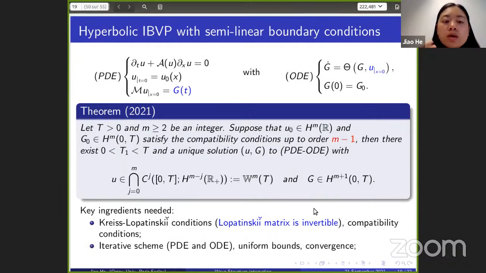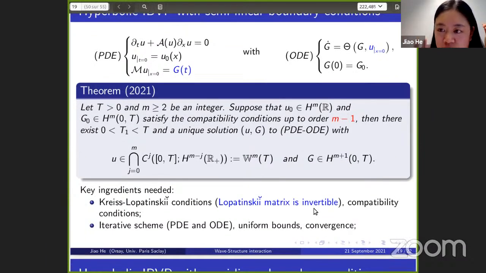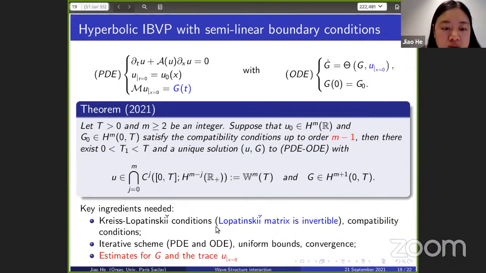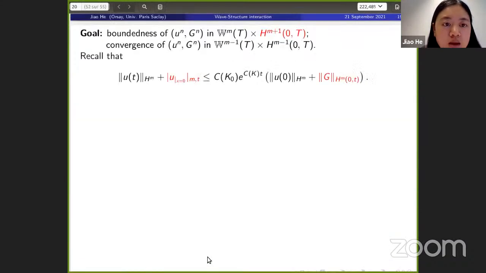And so the sketch, there are some key ingredients that we need. First, we still need the Chris-Lobachevsky condition as before, but here with the Lobachevsky matrix. And we also need the compatibility. Okay, I will finish. I have only two slides. And we also need the iterative scheme and the uniform bound and the convergence. What we need to do is an estimate for G and for the traces. Our goal is to prove the boundedness of the solution in the higher norm and the convergence of this solution in the lower norm.